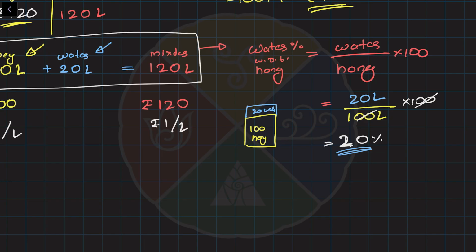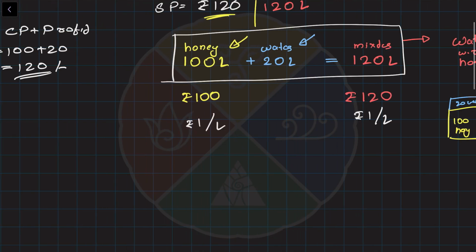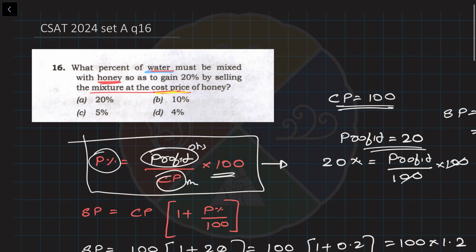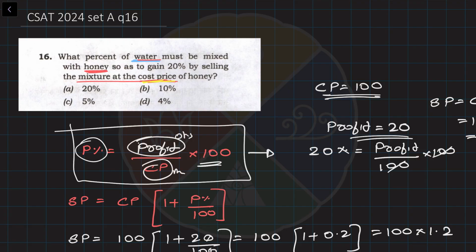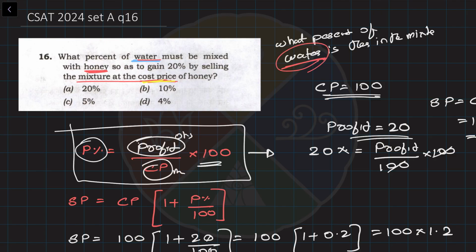Now the same question can be portrayed in a different way also. Instead of asking what percentage of water must be mixed with honey, the person can simply ask, what percent of water is there in the mixture? Or what is the percentage of water in the mixture? In that case, of course, we are again converting water into percentage. So that is the observed value, and the base will be the mixture.